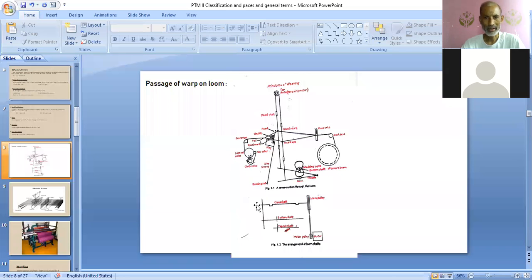That diagram we have already taken, and I have explained this diagram, which indicates the passage of warp on the loom. So here the main parts are the weaver's beam, then the backrest, then drop wires, which are an accessory used for warp stop motion. Then 2 heald frames are shown here. These 2 heald frames are operated by the tappet shedding mechanism shown here.